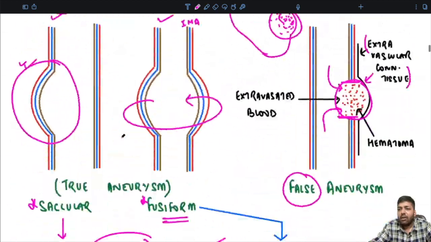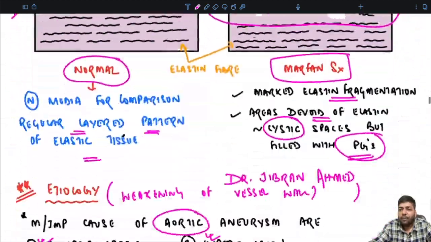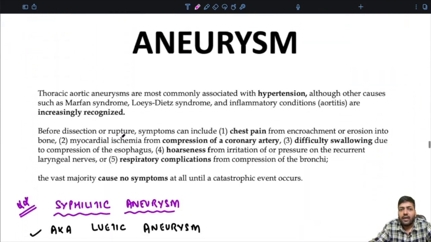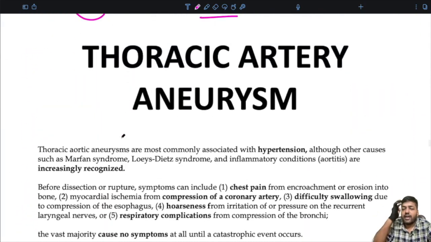Now let us see some more important MCQs. Let us throw light on more important MCQs. Before we go to the MCQs, first we will see the thoracic aortic aneurysm.